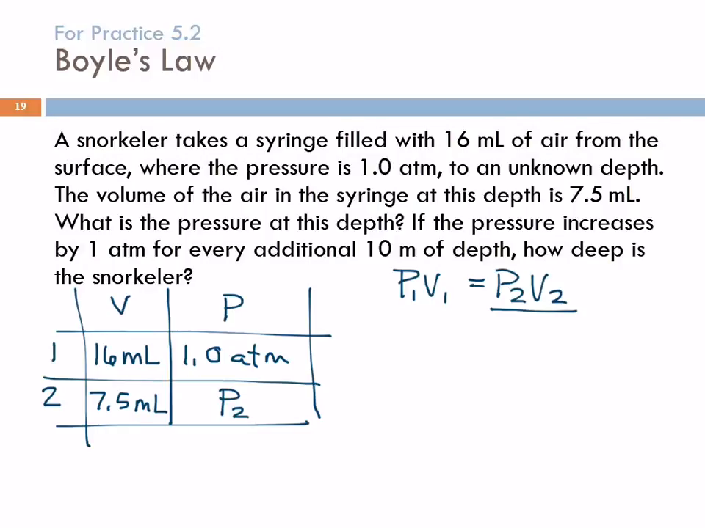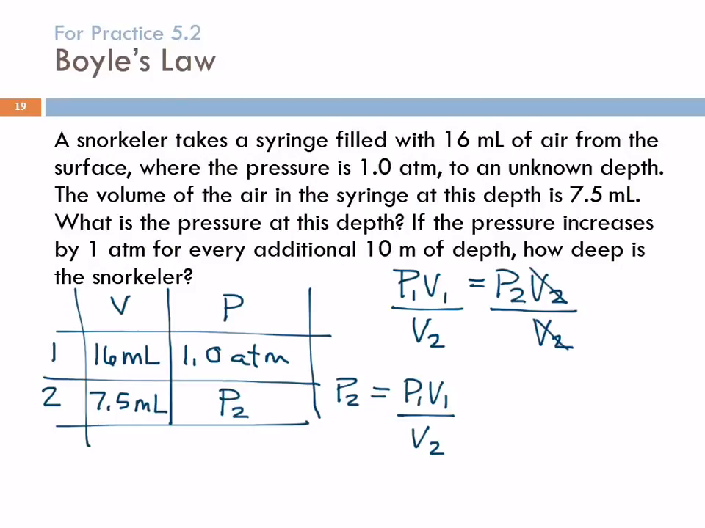Quick algebra lesson. If I divide by V2, volume 2 over volume 2 is equal to 1. We say those cancel out. If I divide one side of the equation by volume 2, I need to do the same thing to the other side so that it's still equal. Okay? Now, that's sort of messy, so I'm going to rewrite it. P2 is equal to P1 V1 over V2. Be careful when you copy those subscripts, especially it's easy to mix them up.